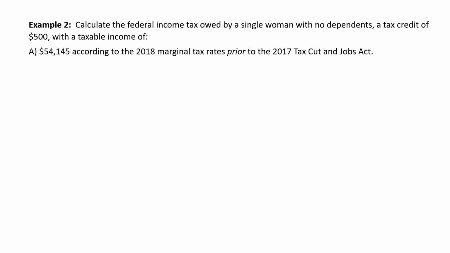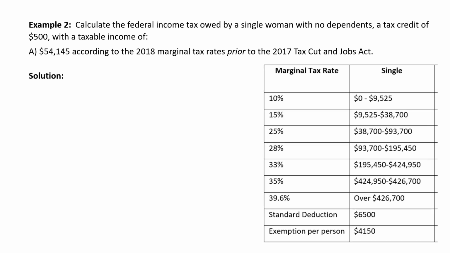Example, calculate the federal income tax owed by a single woman with no dependents, a tax credit of $500 with a taxable income of Part A, $54,145 according to the 2018 marginal tax rates prior to the 2017 Tax Cut and Jobs Act. We begin this by looking at that particular marginal tax rate. Keep in mind that this tax rate was never used.